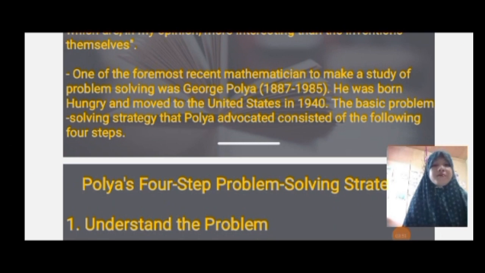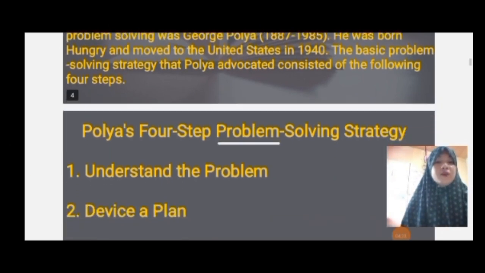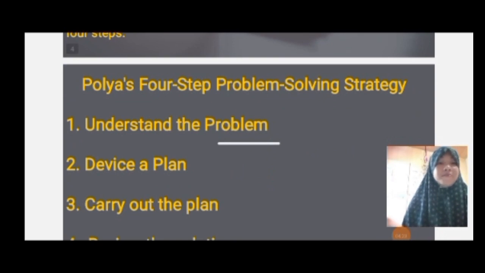One of the foremost recent mathematicians to make a study of problem solving was George Polya, 1887 to 1985. He was born in Hungary and moved to the United States in 1940. The basic problem solving strategy that Polya advocated consisted of the following four steps. So, this is Polya's four-step problem-solving strategy.